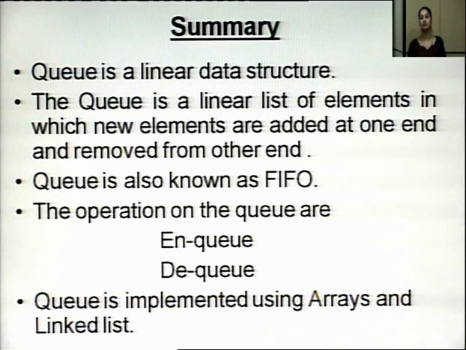There are two different methods to implement a queue. The first one is an array, and the second one is a linked list. For continuous memory locations, we use the array. For non-continuous memory locations, we use a linked list.